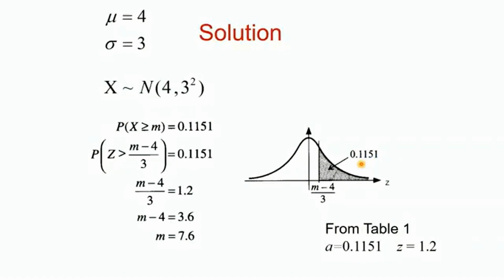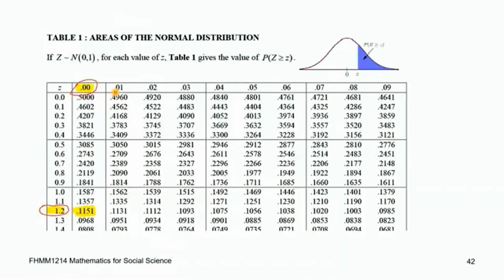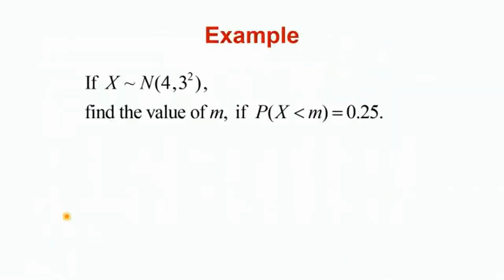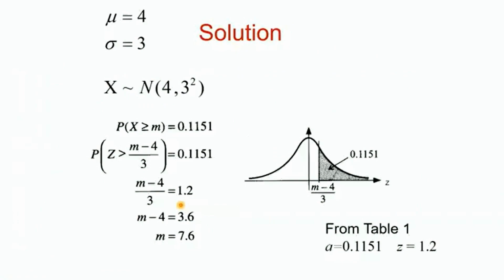Because the value has 4 decimals, better go to table 1 and find the value of z for this value of area. We show in the table how to find this value. We have the value of area 0.1151. What is the value of z for this value? You can see the z will be 1.2, and for this area, the second decimal of z is 0. So z is 1.2.